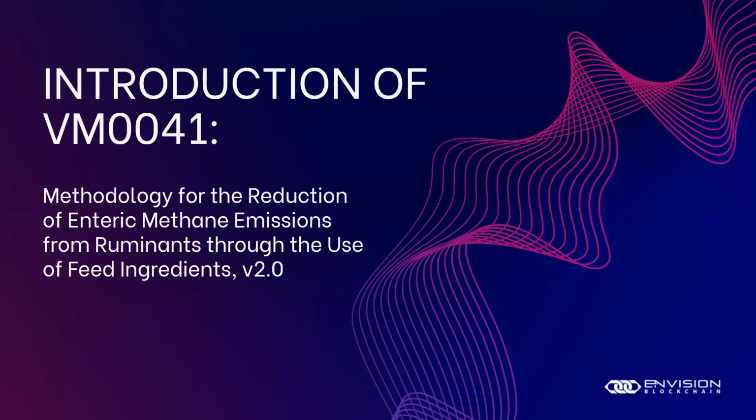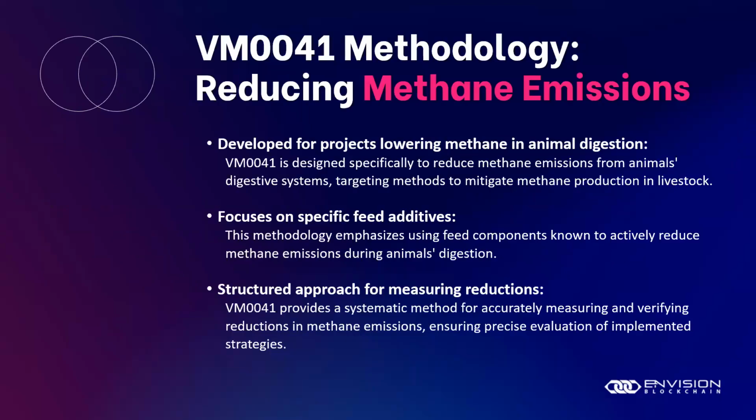Now we'll move into an introduction of VM41, which is a methodology for the reduction of enteric methane emissions from ruminants through the use of feed ingredients. VM41 is designed specifically to reduce methane emissions from animals' digestive systems, targeting methods to mitigate methane production in livestock. This methodology emphasizes using feed components known to actively reduce methane emissions during animals' digestion. VM41 provides a systematic method for accurately measuring and verifying reductions in methane emissions, ensuring precise evaluation of the implemented strategies.